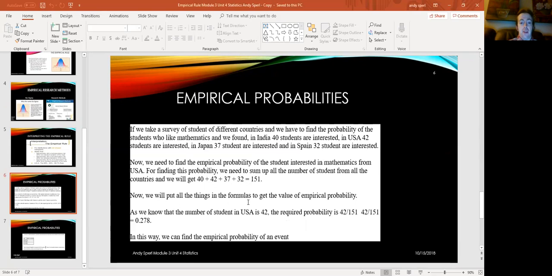Now we will put all the things in a formula to get the value of the empirical probability. As we know, the number of students in the USA is 42. The probability is 42 over 151, which would be approximately 0.278. In this way, we can find the empirical probability of the events.